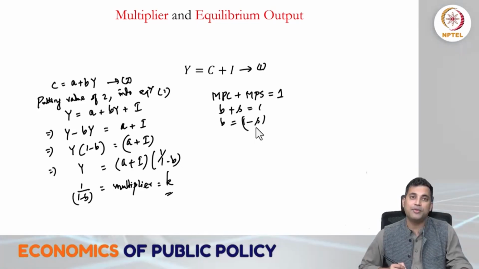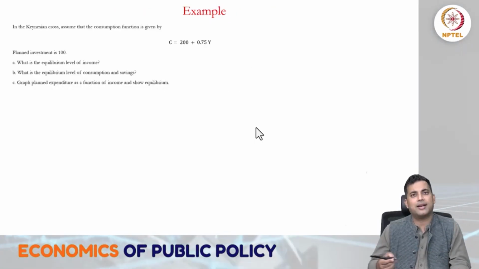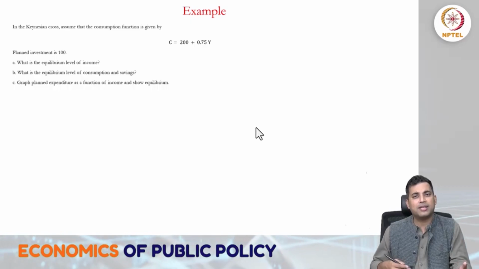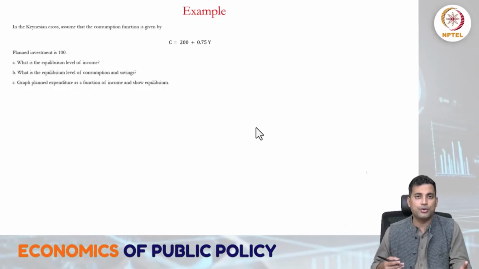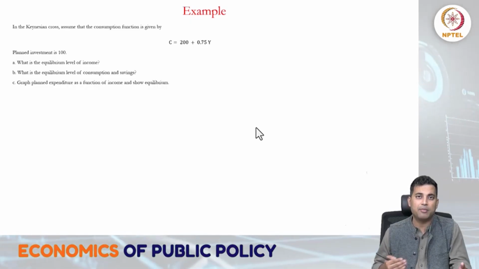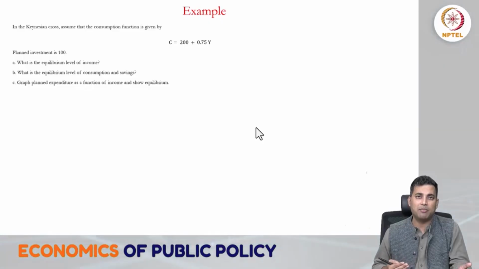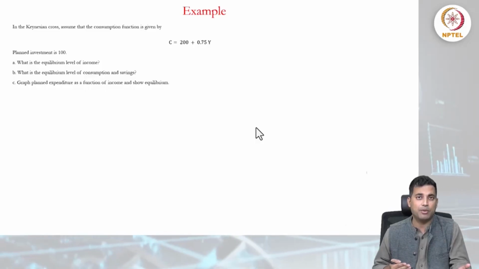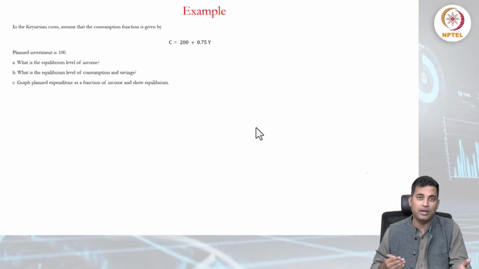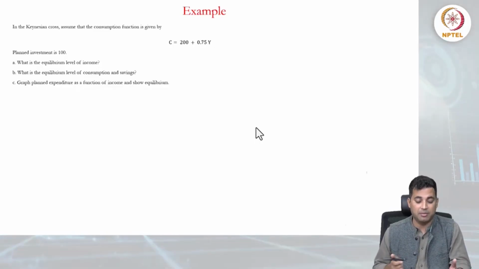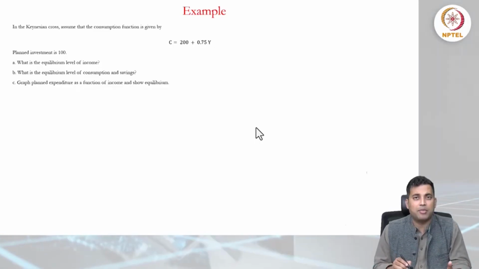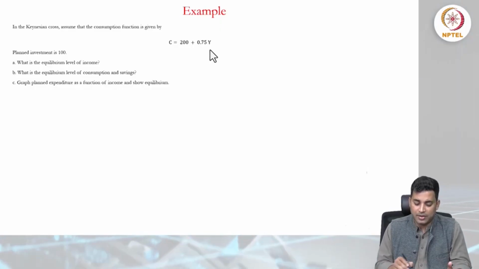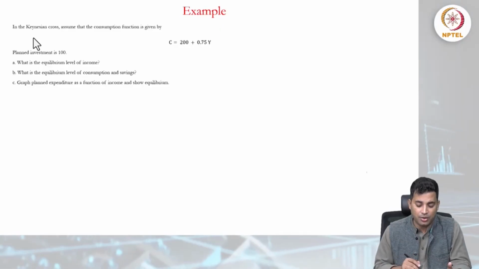Now moving forward, let us take an example, just to show you how government expenditures and government policies depend on the multiplier. At the time of policy framing, especially in macroeconomics, it is important to keep this in mind, especially the multiplier. Take this simple example from the Keynesian cross.